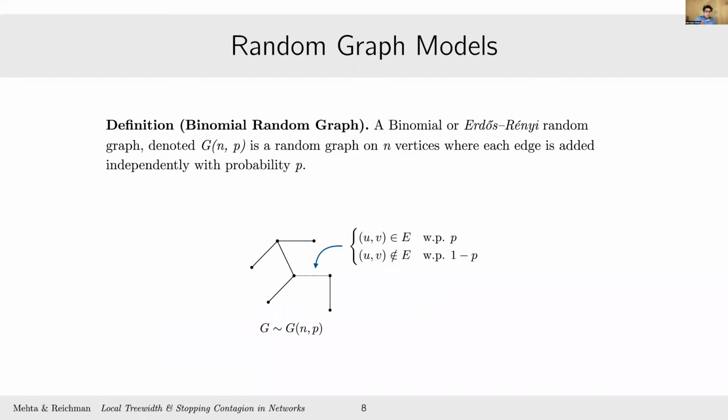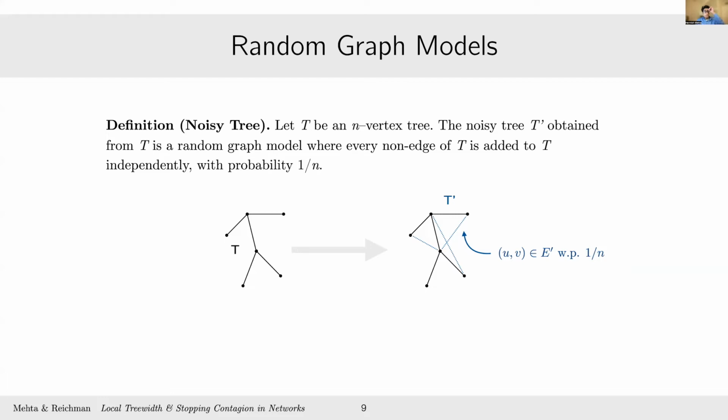So let's now take a U-turn from talking about tree width to briefly talk about 2 random graph models we consider in our paper. The first is the classic binomial random graph. Here we have a random graph on n vertices, and we add each edge independently at random with probability p. We also consider the noisy tree. The noisy tree we get by starting with an n vertex tree, T, and adding each non-edge independently at random with probability 1 over n.